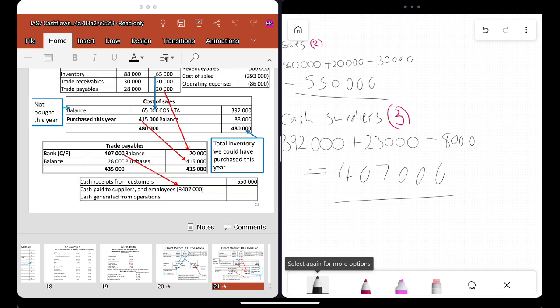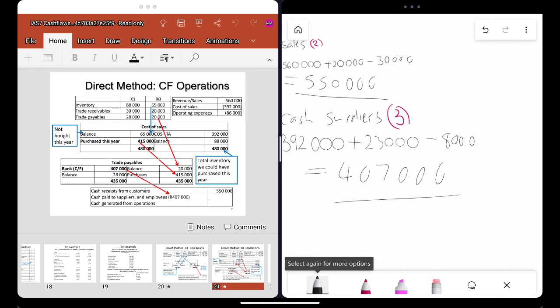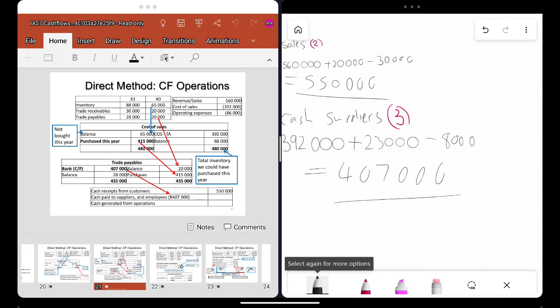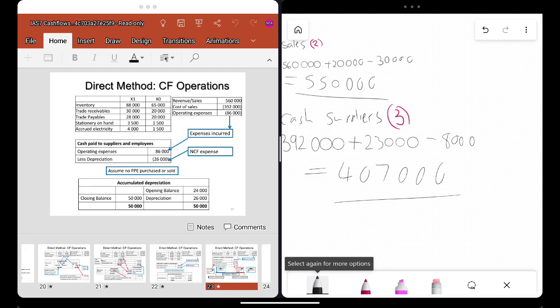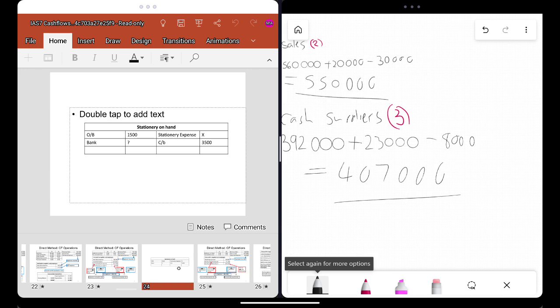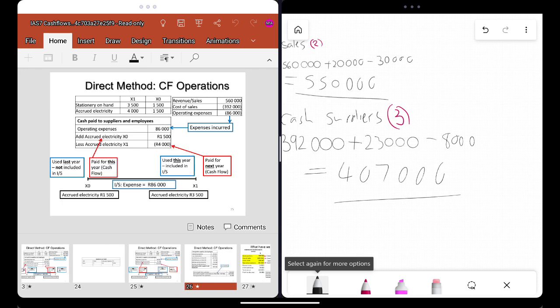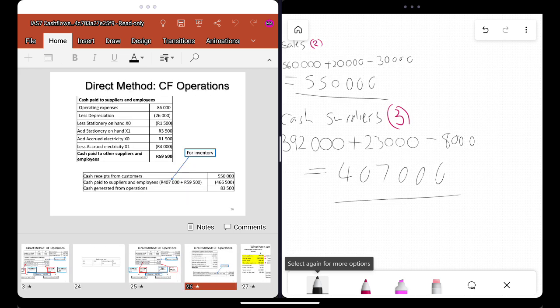Now the next one we're going to do is cash paid to employees, which is the most complicated one, because you take your operating expenses, all these things. Look how complicated the slides make it. But SkillSpark over here is going to give you four formulas, and you can do this in a minute, literally. So watch my next video.